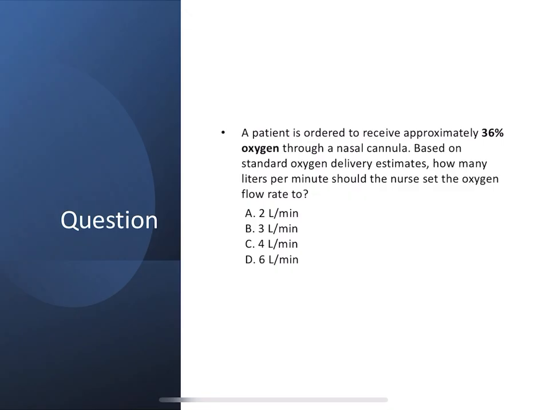Got a little question here to get those brain juices flowing. We have a patient. The patient is ordered to receive approximately 30% oxygen through nasal cannula. Based on standard oxygen delivery estimates, how many liters per minute should the nurse set the oxygen flow rate to? We got 4 answers here. What do y'all think? We'll pause for about 10 seconds.